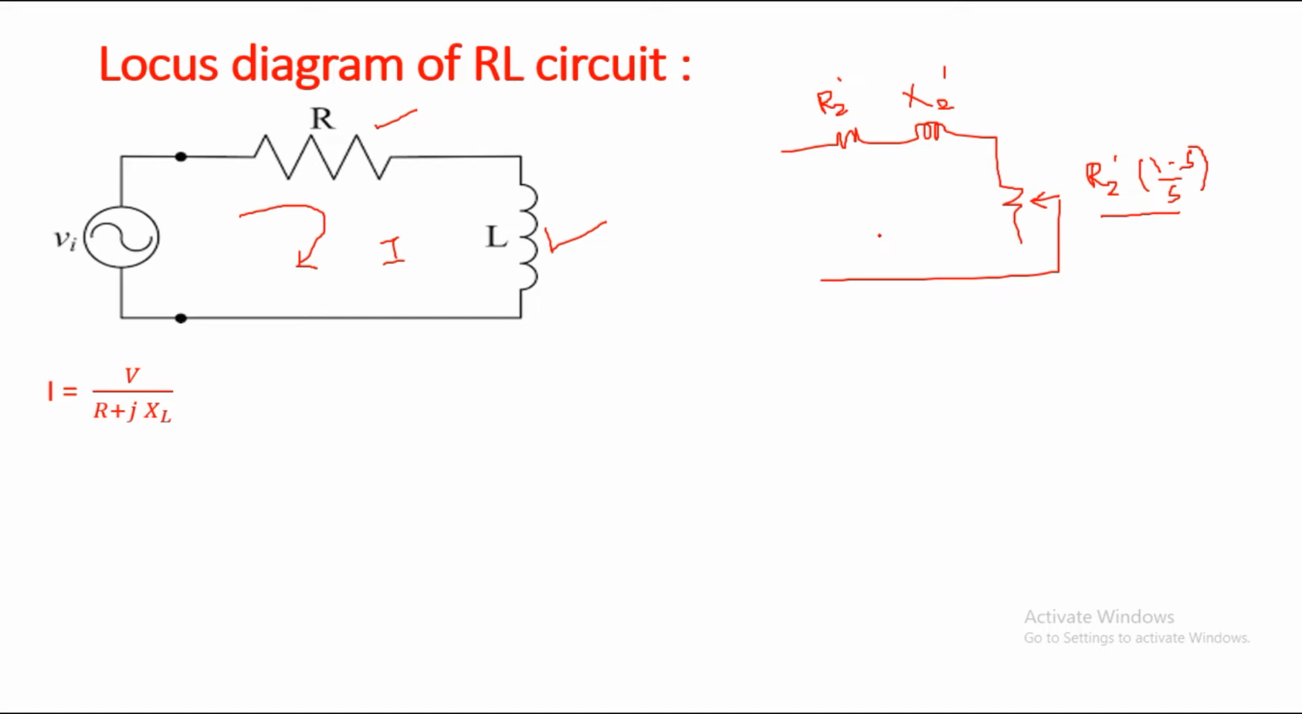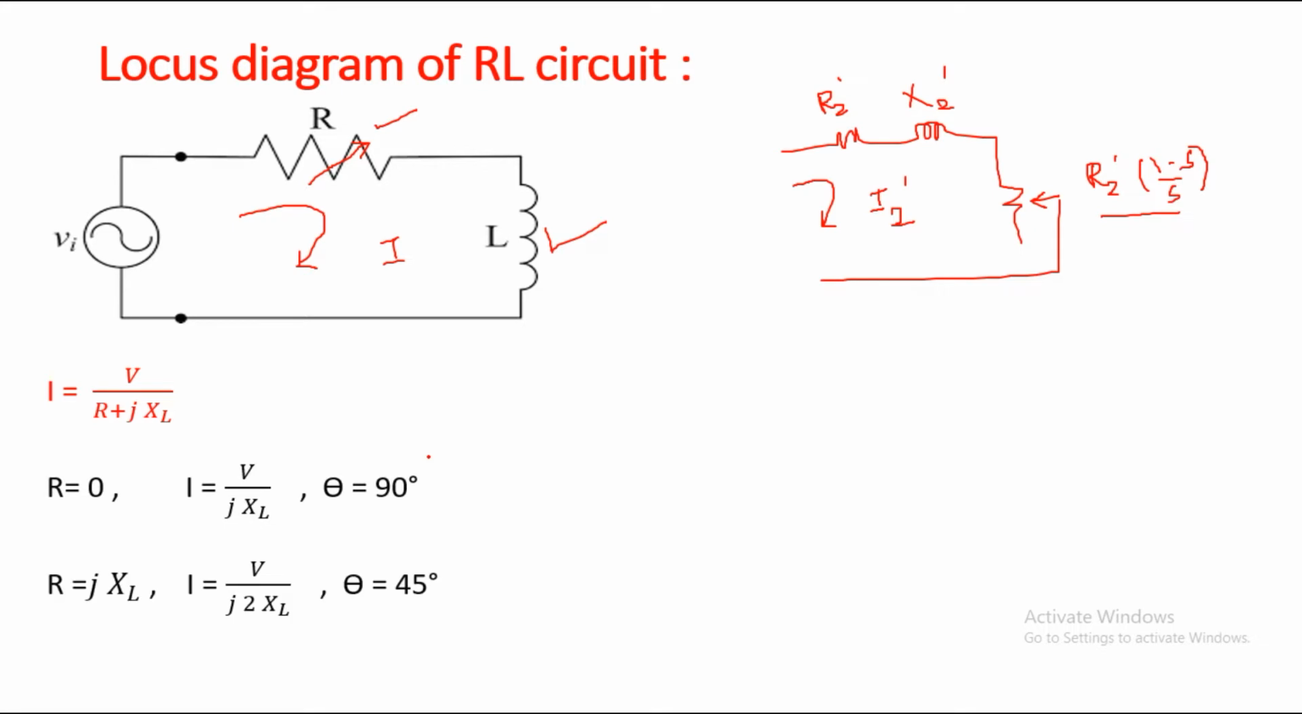By changing the mechanical load connected on the rotor part of the induction motor, we can have a variation in the flow of current to the rotor. The flow of current to the rotor is I2 dash. So by varying the load, we can have a variation in the rotor current. So we are going to take resistor as the variable parameter in the RL series circuit. Here we are going to change the resistor value from 0 to infinity.